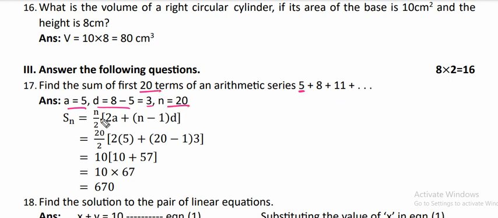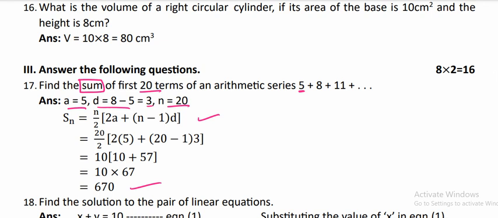By substituting the values into this formula, Sn is equal to n by 2 into 2a plus n minus 1 into d, because they ask us to find the sum of the first 20 terms. So you have to substitute the values here. You get 670 as the answer.